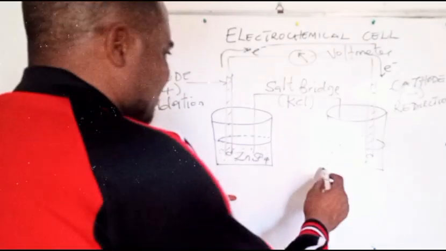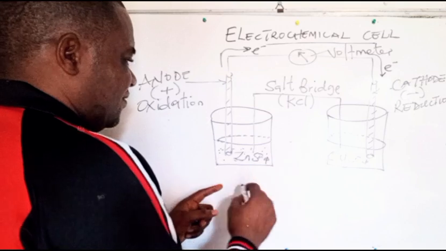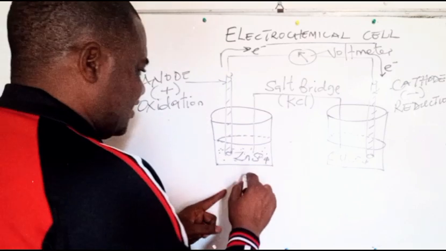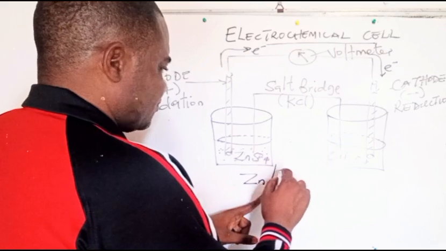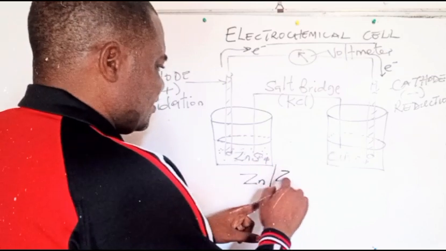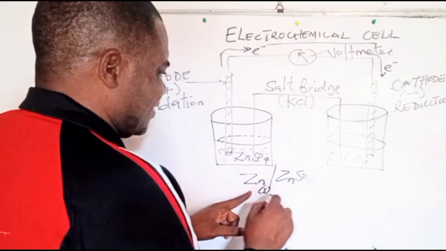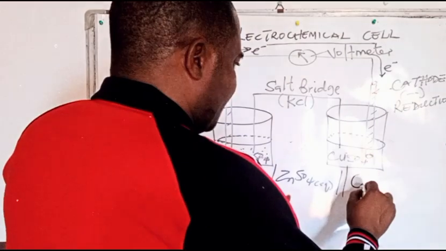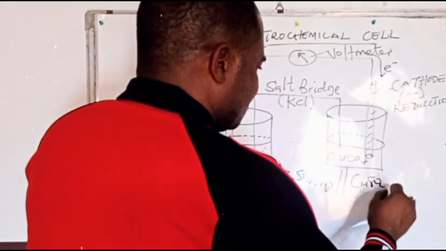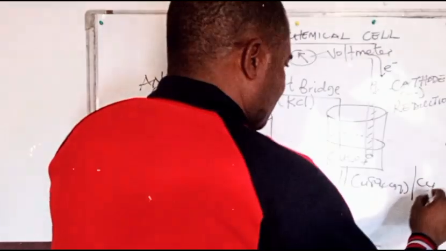Now, from this, it means that we can have a half-cell equation or half-cell reaction. This means that zinc is reacting with what? Zinc reacting with zinc sulfate, okay? And zinc is solid and this is aqueous. And copper sulfate, which is aqueous, is reacting with copper.